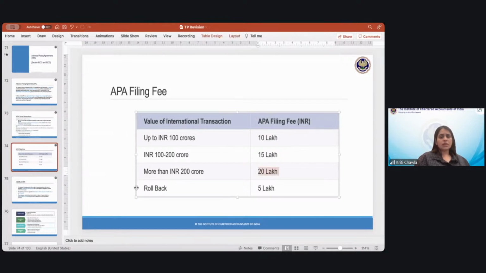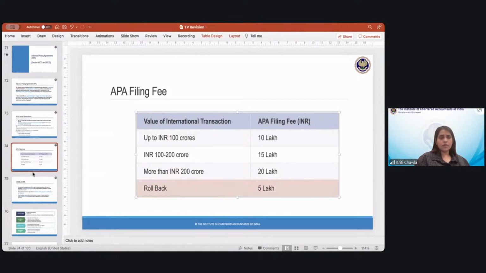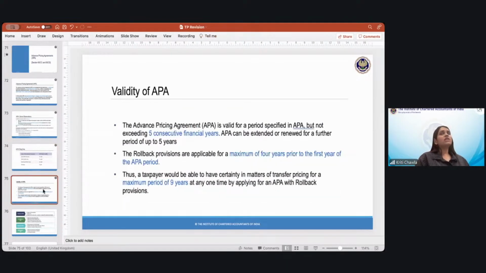Now, what is this concept of rollback provision in APA? Well, if you look at the validity of APA, APA is generally valid for a period of 5 years. So if today I decide to sign in an APA, it's going to be applicable for the next consecutive 5 years. And then obviously it can be renewed for another set of 5 years also.